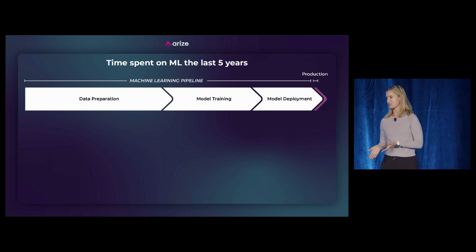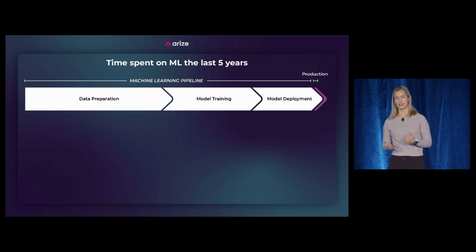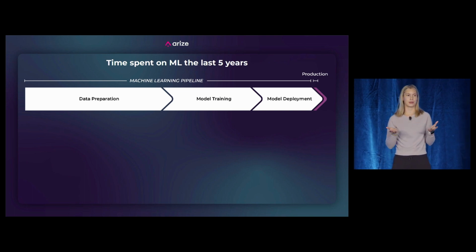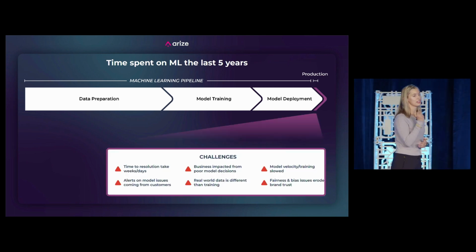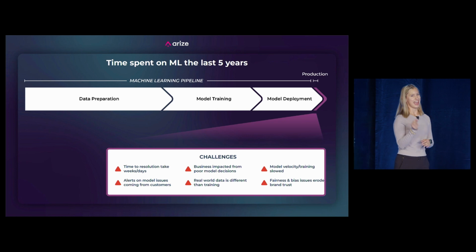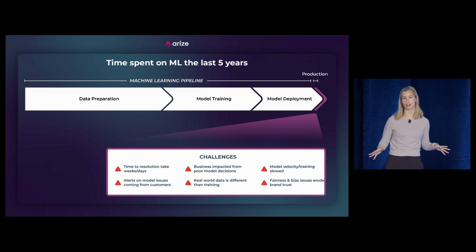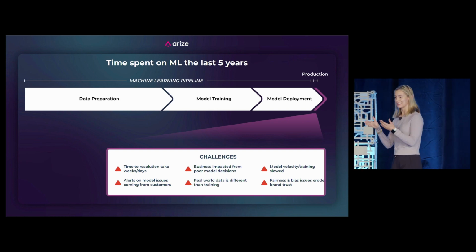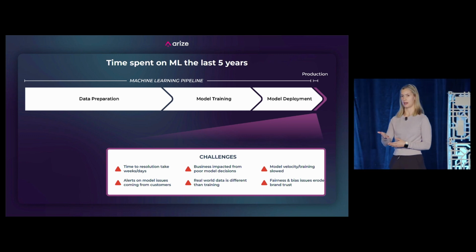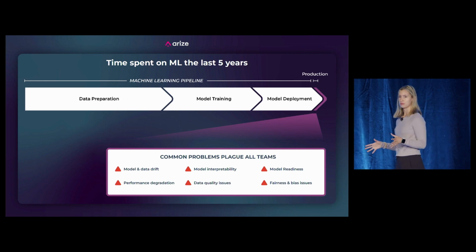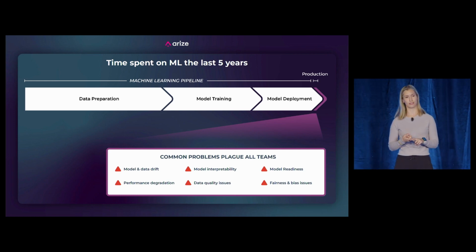We spend most of the time on the data prep side, that's pretty well known, and then we spend a lot of time on the training side. And then once we put these models into deployment, we spend a little bit of time actually on that production. And it's not that there's not challenges in production, it's not that people shouldn't be spending time there, it's that there's so many challenges that we see that companies have to face, including that time to resolution. The most common problems we see plaguing all teams are around model and data drift, performance degradation, and data quality issues, with more and more teams actually caring about fairness and bias issues in production.